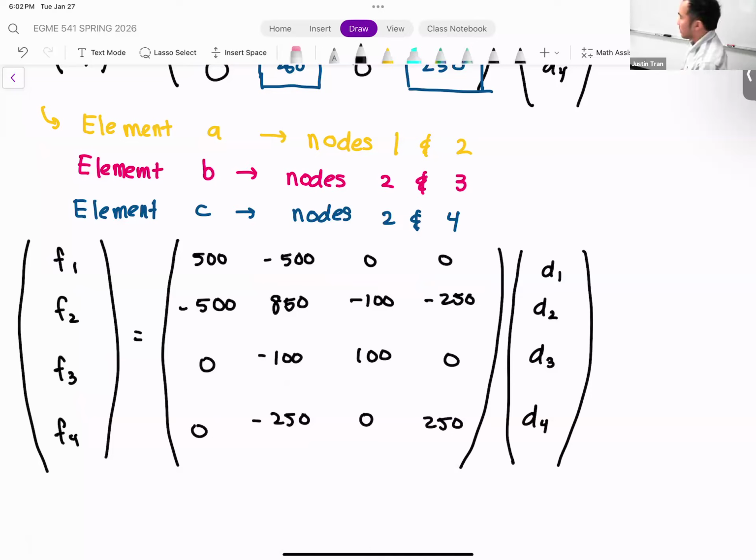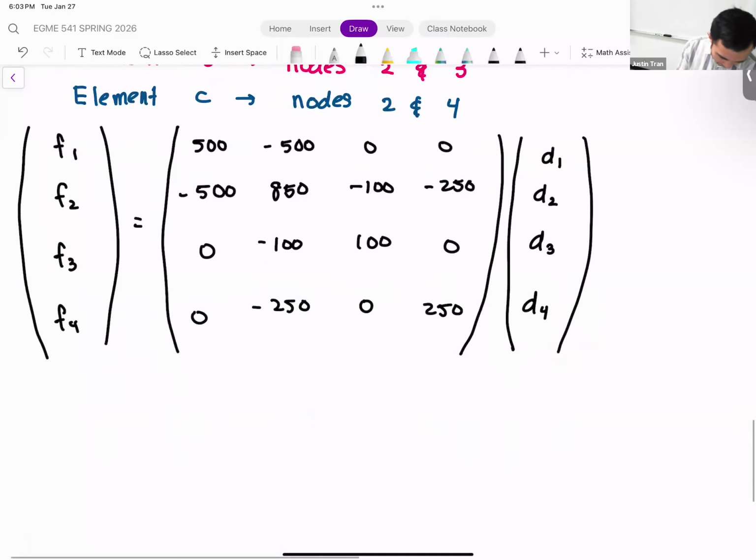Okay. All right, so now that we have our global linear system here, our next step is going to be to apply our boundary conditions.